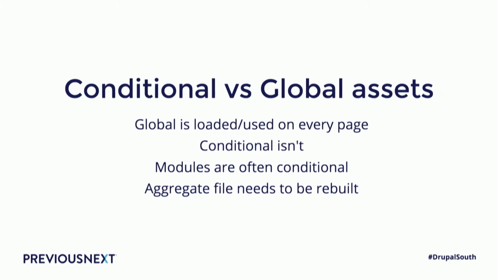So I started looking into this approach of thinking about these things as conditional assets and global assets. Global assets are loaded and ideally used on every page of your website, and conditional assets aren't. Modules are often conditional. Their assets only load on a page when that module is needed or when a certain condition is met. So they're generally conditional. Themes are normally global, in my experience anyway.